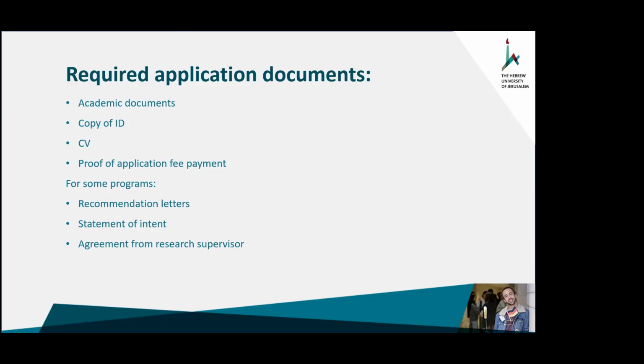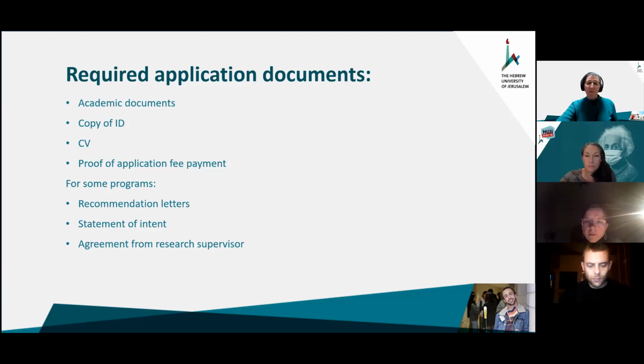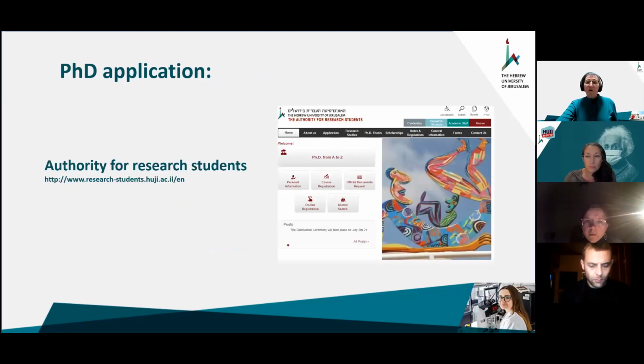If you're meeting difficulties in finding a supervisor, you can contact the head of the program, which will also, of course, be available on the website of the program. For PhD programs, there is specifically the Authority for Research Students, which you contact for that.